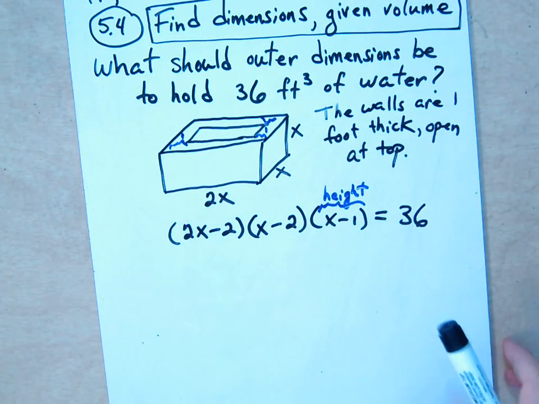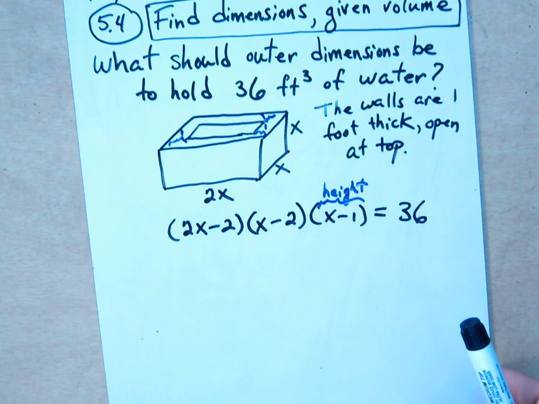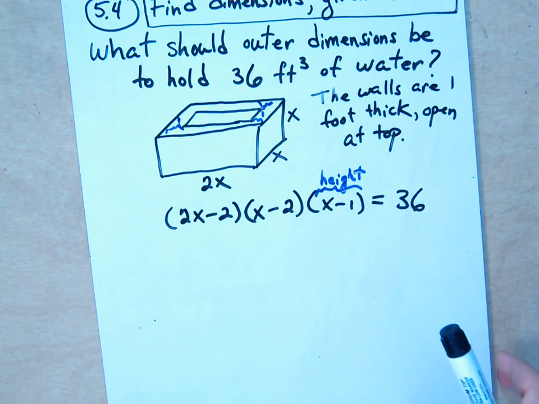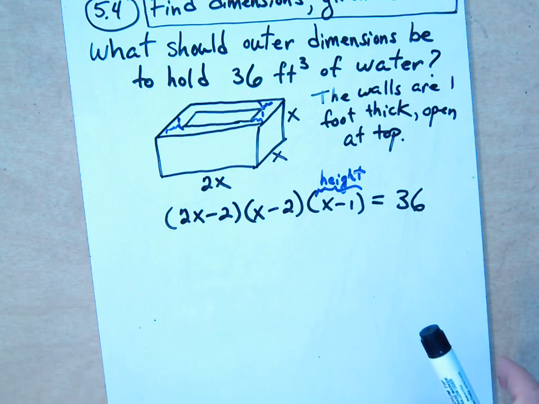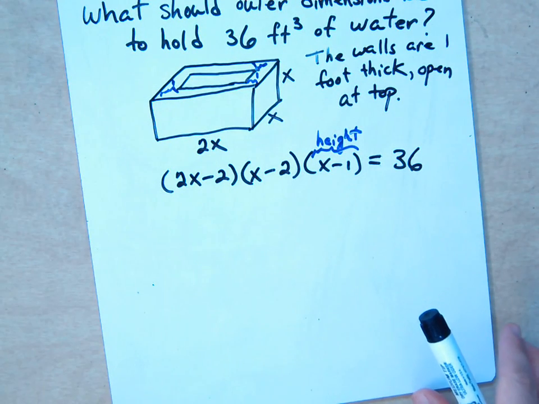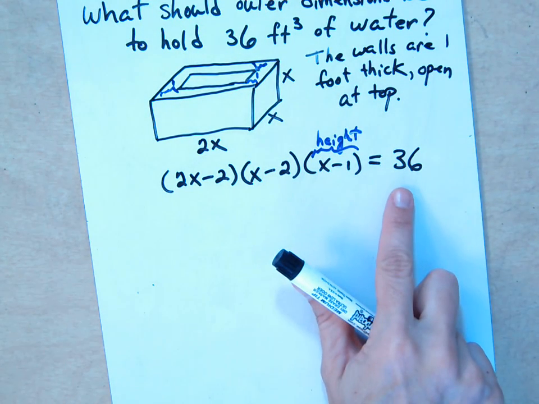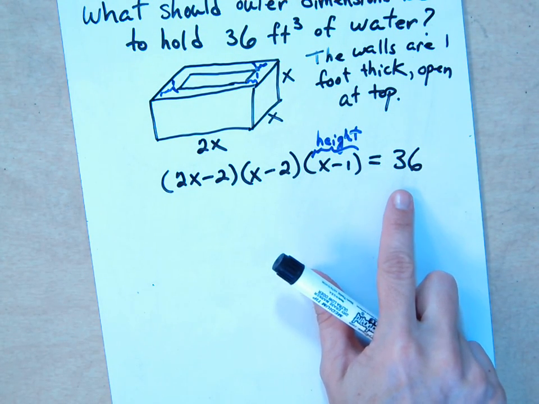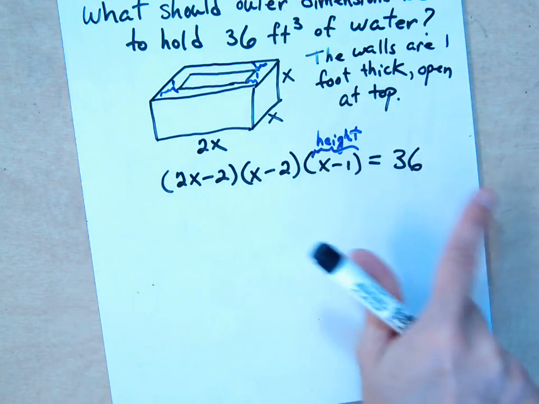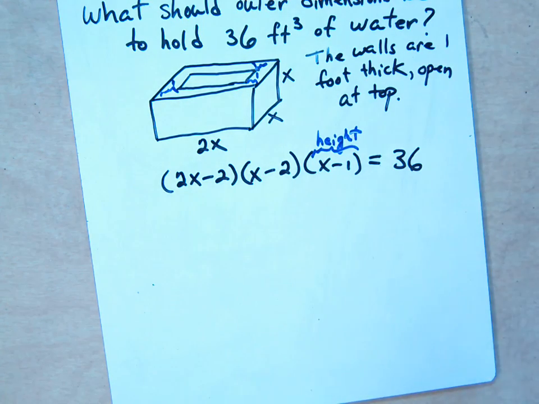And now we just use the skills we have already to solve this. We need to get x by itself, but why can't we use the zero product property straight away? Yeah, because it's equal to 36 right now. I've got to fix that. So before you start the problem, you have to distribute everything out and get it equal to 0.